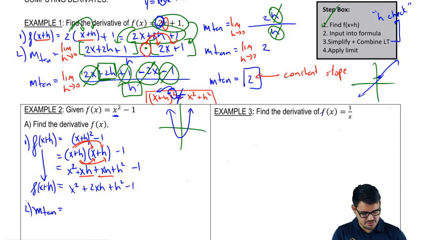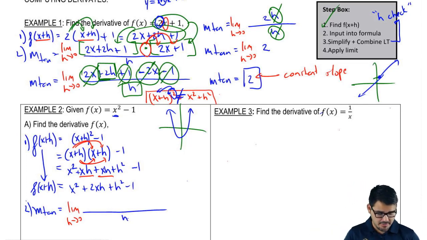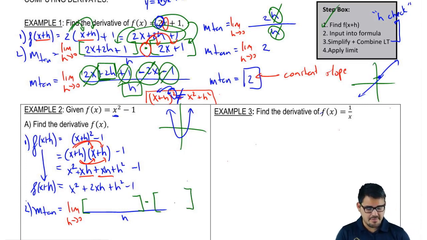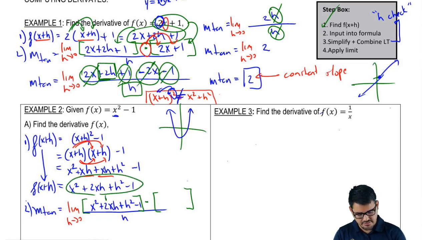M tangent is equal to the slope, which is the limit. We're going to have it in red, so we can always remind ourselves to take the limit last. We're going to leave the h in the bottom because it just chills there. Then we have f of x plus h in here minus f of x here. So let's input that. f of x plus h is x squared plus 2xh plus h squared minus 1, which we already computed right here.